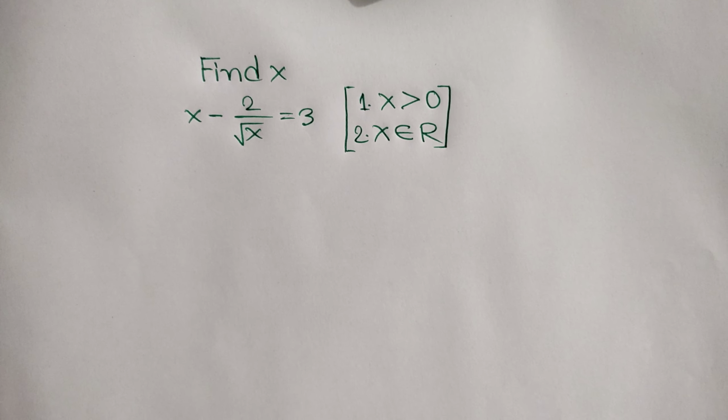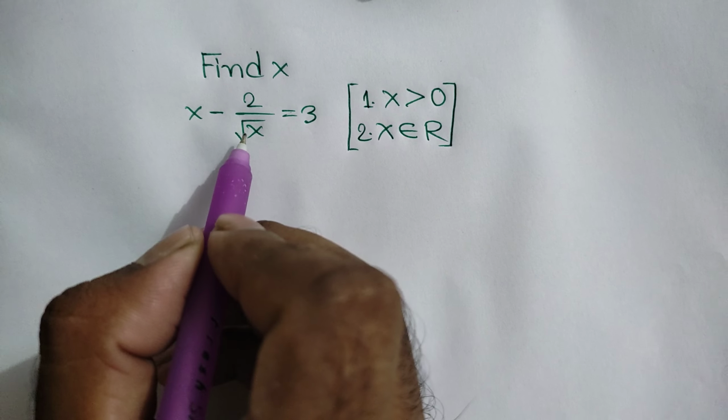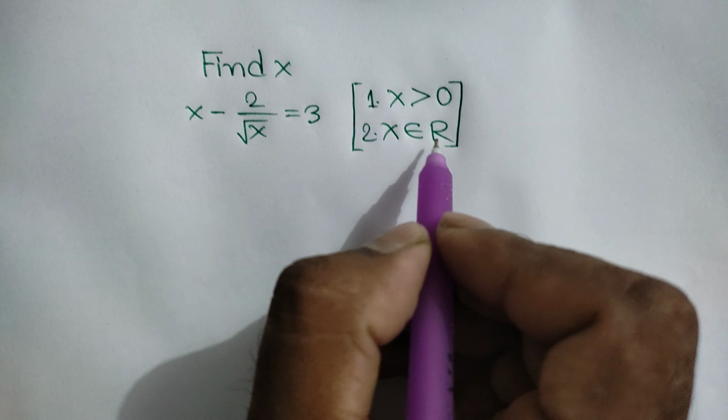Hi everyone, in this video I am going to show how to find the value of x where x minus 2 over square root of x is equal to 3. Here x is greater than 0 and x belongs to R.